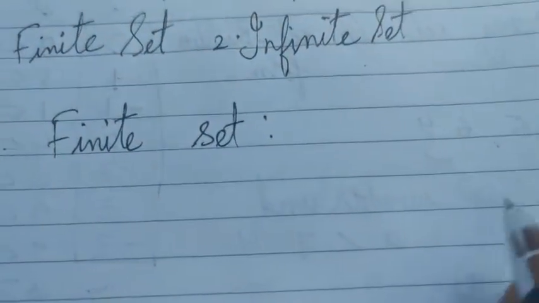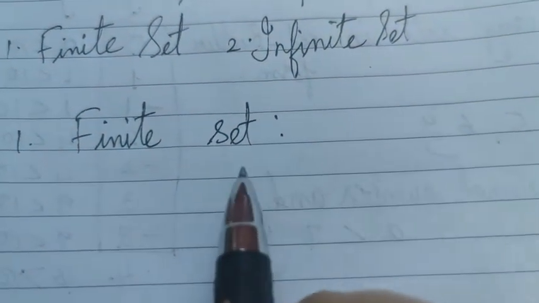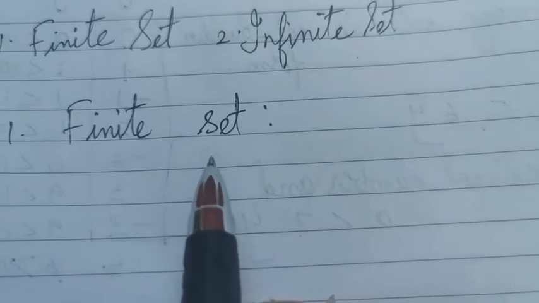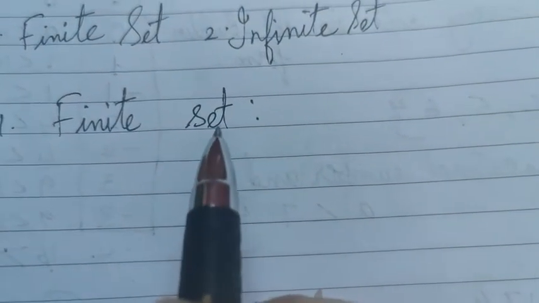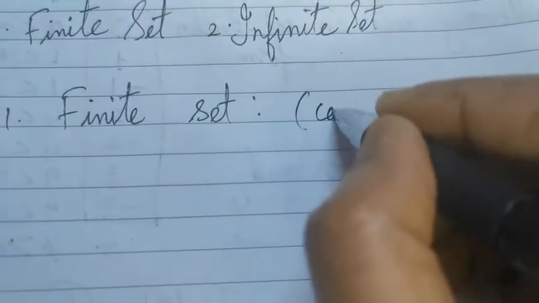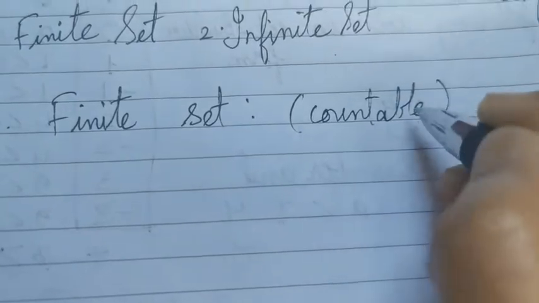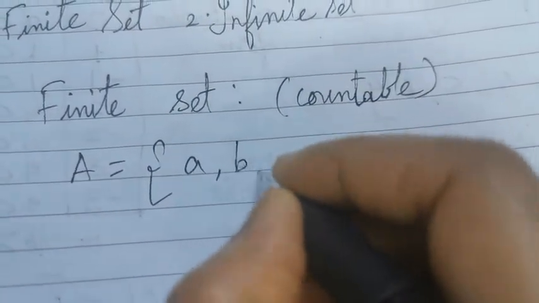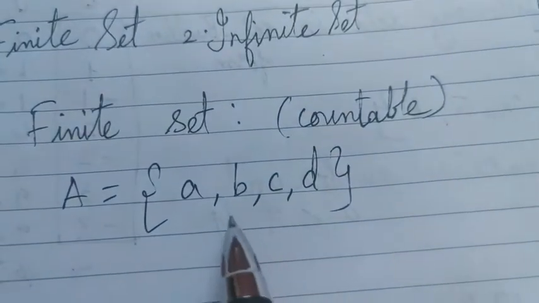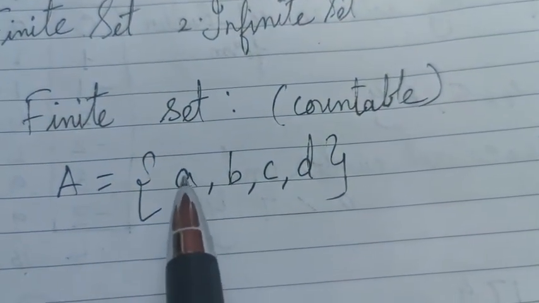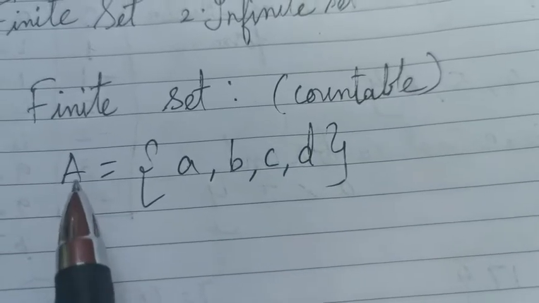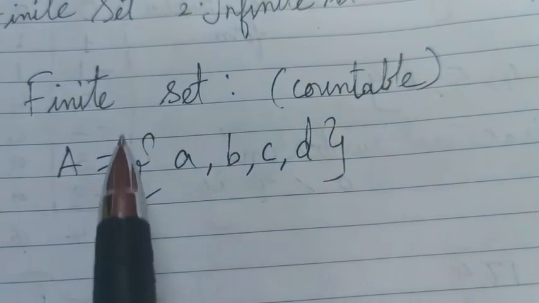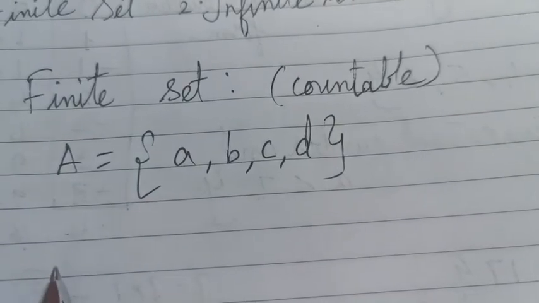So what is a finite set? The set in which the number of elements can be determined is called finite set. So the elements are countable in this set. You can get the number of elements by counting. For example, A. I have A, B, C and D. So I can count the number of elements 1, 2, 3, 4. The number of elements in set A is 4. Therefore, it is a finite set.